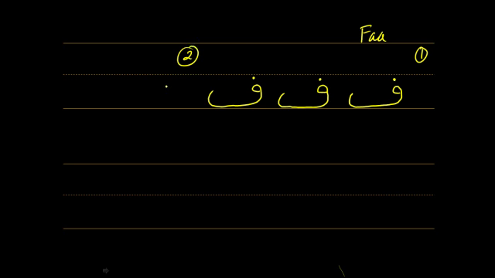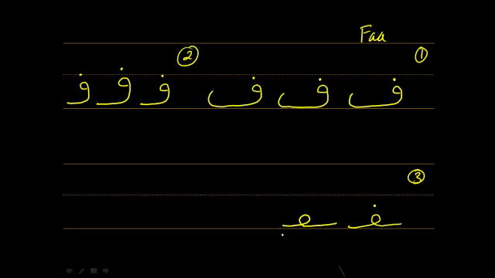Now in the initial position, again it looks just like that, but it's going to connect to another letter. Let's do it again. Like that. Now, let's look at the medial position. Here we're going to connect, and then it's just a loop, basically, with a dot. One more time. Connect, loop, with a dot on top. One more time, connect, loop, with a dot on top. Great.